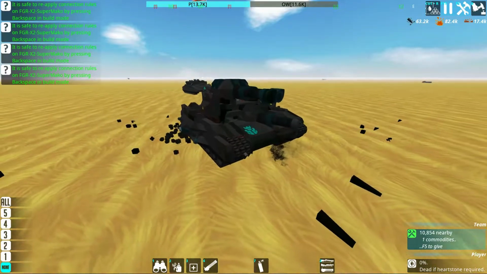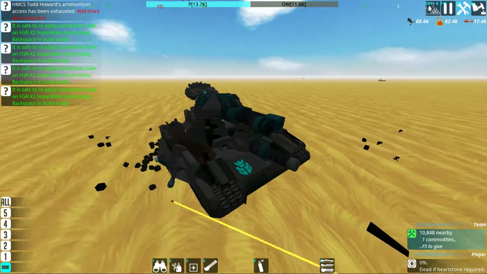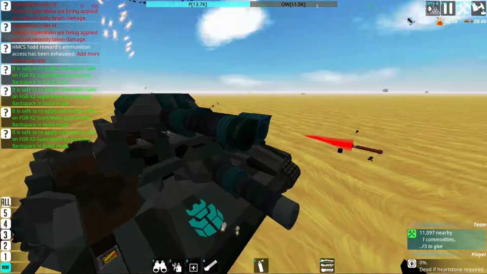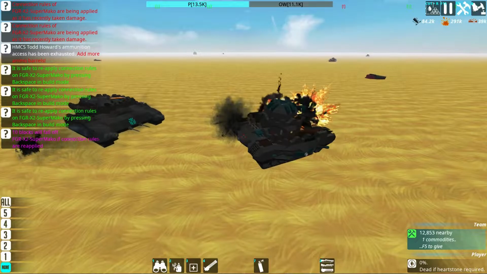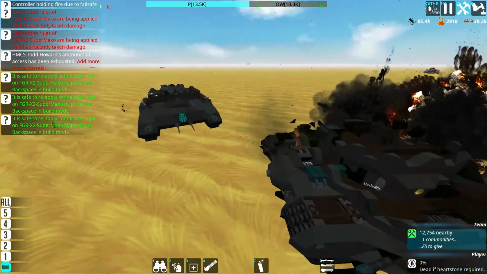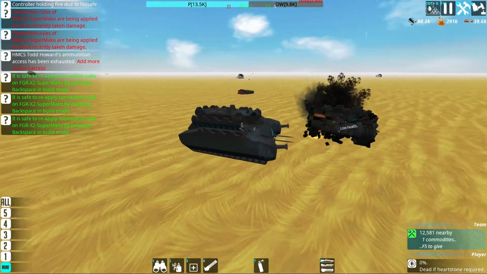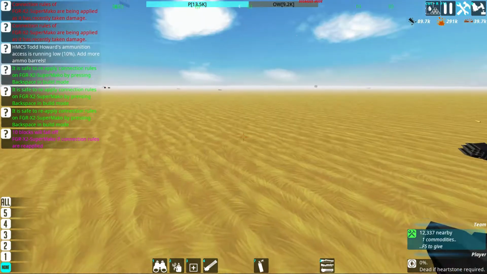That being said, the Onyx Watch are pretty weak to HESH, and we've got a lot of that as well. All those large missiles coming in from the line to finish it off. Very nice. Very nice. The Todd Howards look like they're all going for the other vehicles.